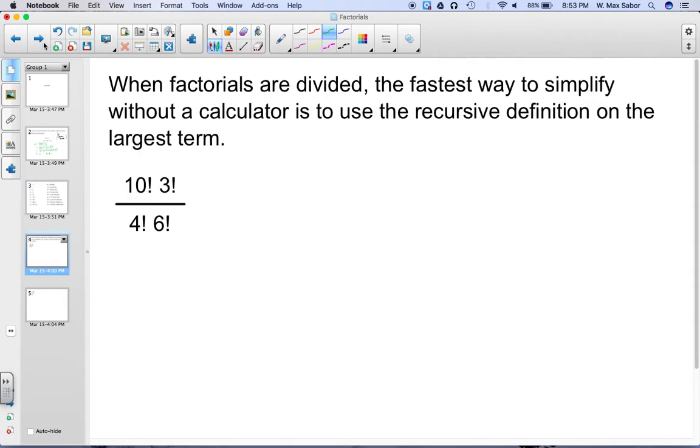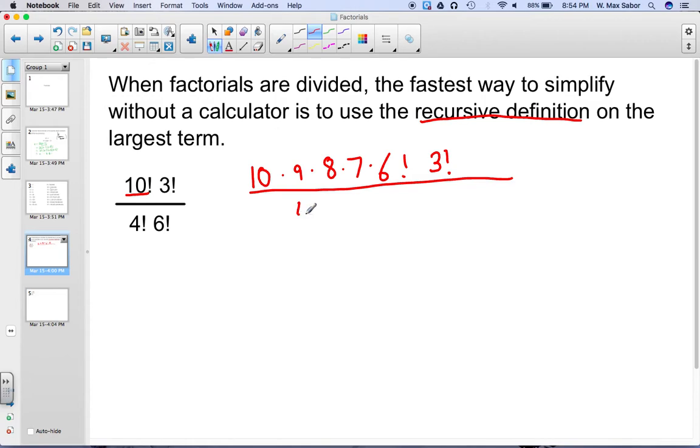And there is a shortcut. Typically, factorials appear in division. So when they're divided, the fastest way to simplify them without a calculator is to use the recursive definition of the largest term. By the recursive definition, I don't mean 10 times 9 times 8 times 7 times 6 times 5 times 4 times 3 times 2 times 1. I'm saying this is the largest term. So let's go 10 times 9 times 8 times 7 times 6 factorial. And now that's going to be really nice for us because it cancels out. Now we have 6 factorial in the numerator and 6 factorial in the denominator. These two are the same and can divide.